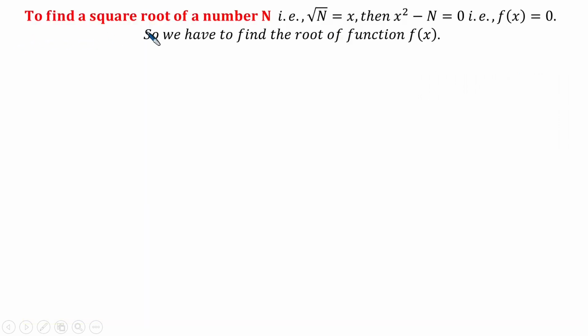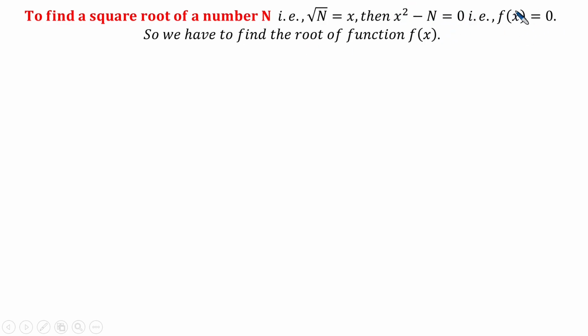Now let us see how to find the square root of a number n. That is, what is the value of square root of n? Say it is x. So I can square both sides. Square root of n squared is n, and that is x squared. So this n I bring to this side. So I have x squared minus n equal to 0. That is a function of x, that is f of x is equal to this.